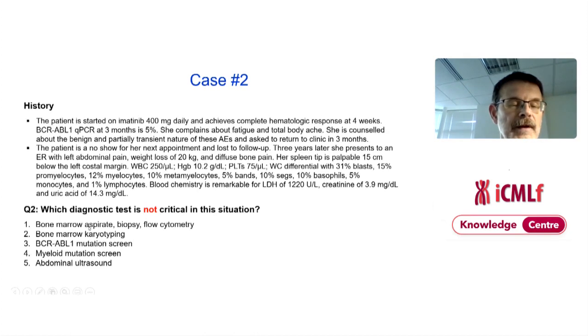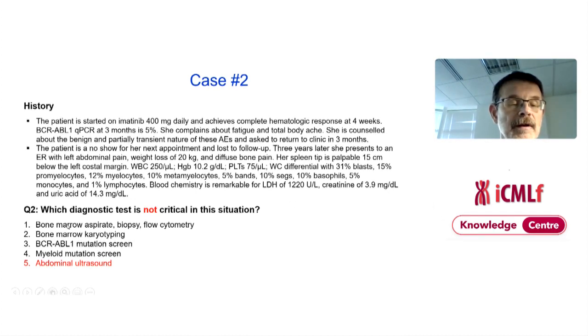Bone marrow biopsy and aspirate, bone marrow karyotyping, BCR-ABL mutation screen, myeloid mutation screen, abdominal ultrasound. I would argue that you don't need an abdominal ultrasound because you already know that the spleen is big. So this is really not giving you any additional information.